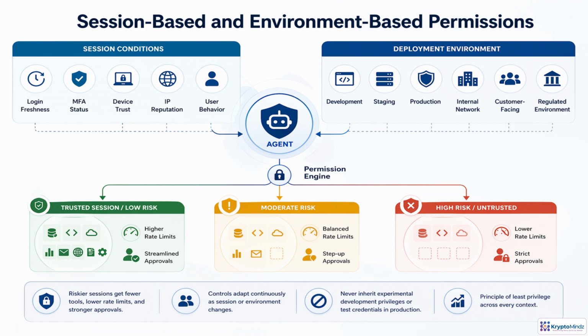Permissions should not be fixed just because an agent has a role. The same agent may deserve broader tools during a fresh MFA-verified internal session, but very limited tools from an unknown device, suspicious IP, or anonymous public flow. The deployment environment matters too. Development and staging can allow experimentation, while production, customer-facing, and regulated systems require tighter controls. A permission engine should continuously combine identity, session, device, network, and environment signals into a risk decision. As risk rises, reduce tools, lower rate limits, and require stronger approvals. Never let production inherit test credentials or experimental privileges.